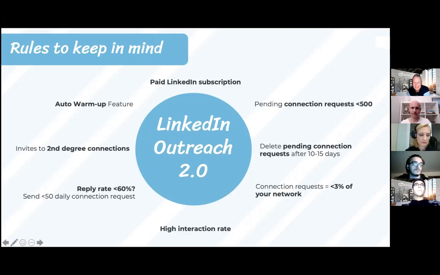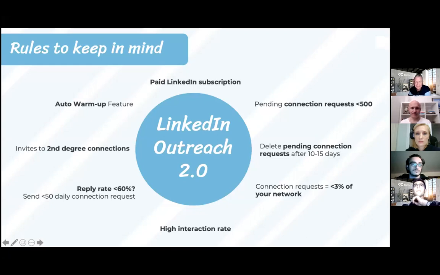And the next thing is that if it's your first time to use any type of automation, warm up your profile properly. Please send not more than 3% of the total amount of your first degree connections at the moment that you start. Make sure that you first make a couple of 100 connections manually before you decide to use any automation tool on your profile. Keep your pending invites below 500.